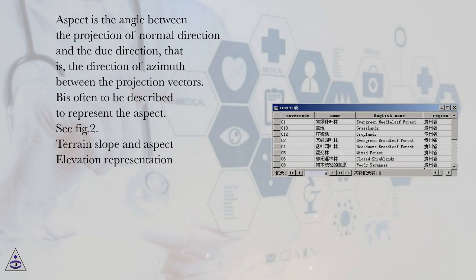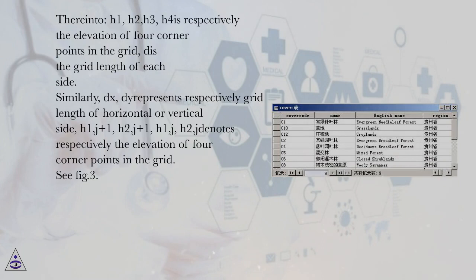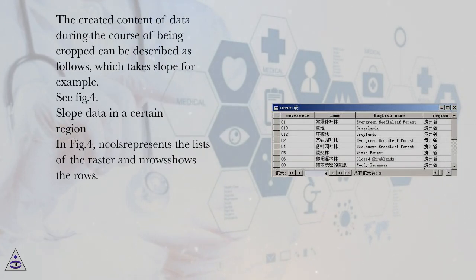Elevation representation. H1, H2, H3, H4 are respectively the elevations of the 4 corner points in the grid, and d is the grid length of each side. Similarly, dx, dy represent respectively the grid length of the horizontal or vertical side, and H(i,j), H(i+1,j), H(i,j+1), H(i+1,j+1) denote respectively the elevations of the 4 corner points in the grid. See Fig.3. The content of data created during the course of being cropped can be described as follows, taking slope for example. See Fig.4.